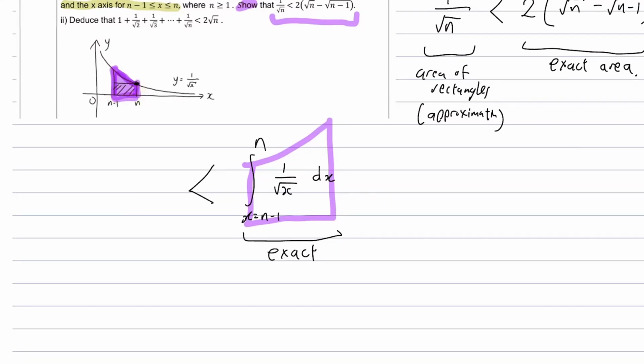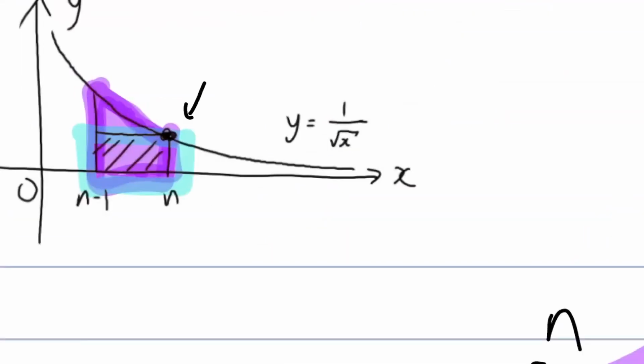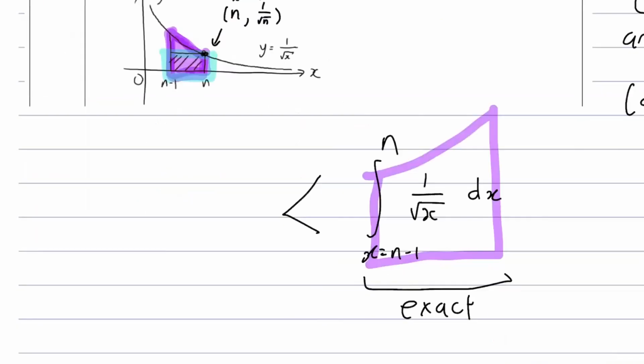Need to find the y coordinate. So yes, it's square root of n. Sorry, what's the x coordinate again? The y coordinate is 1 over square root of n. Correct. Then the x is n. Yes. Okay, good. This is x, that is y. So n comma 1 over square root n.